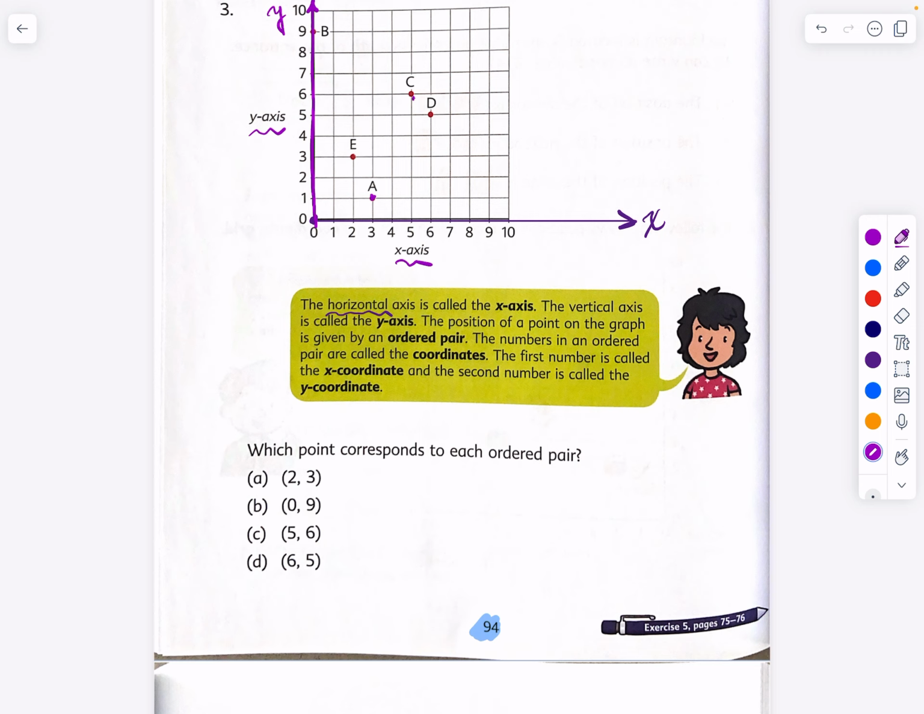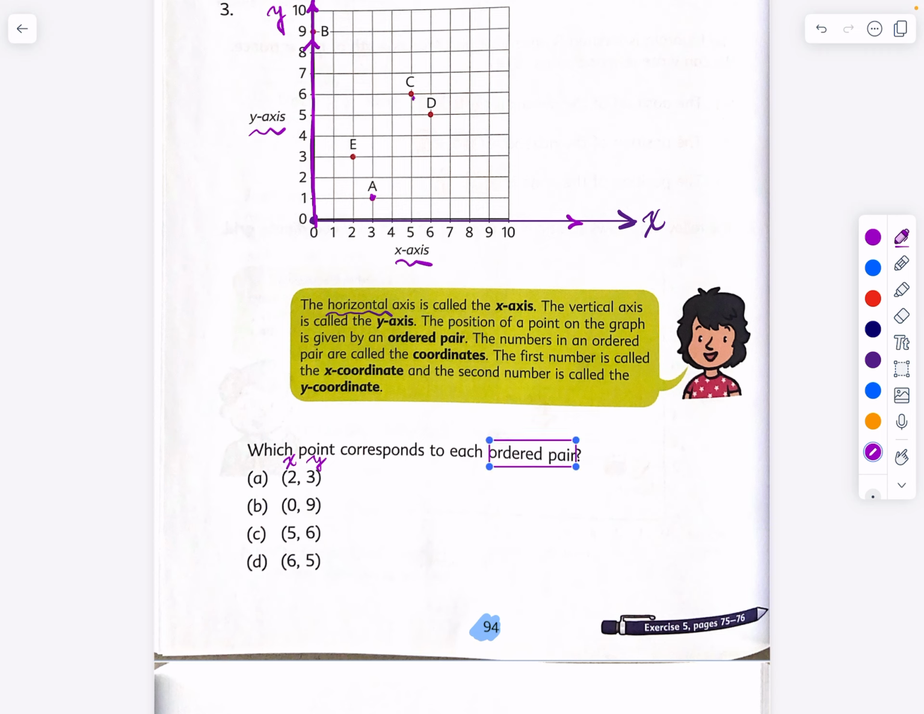First, we go side to side along the x-axis, and then we go up and down. Well, in this case, only to the right, in the positive x direction, and only up, in the positive y direction, to reach the vertical location. So which point corresponds to each ordered pair?